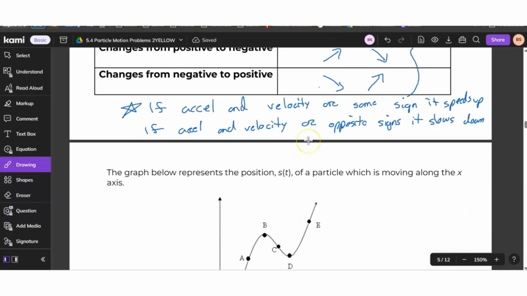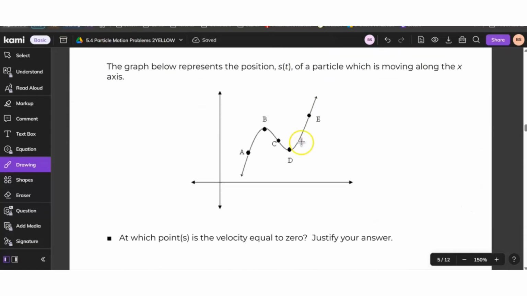All right, so applying this, the graph below represents the position S of t of a particle, which is moving along the x-axis. Therefore, the particle's not doing what? What is it not moving along? The y-axis, yes. It is only moving along the x. What this does is simply tell us what's going on, okay? So, S of t is our position.